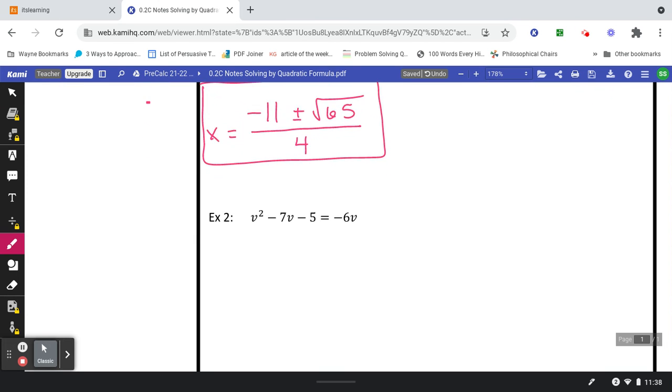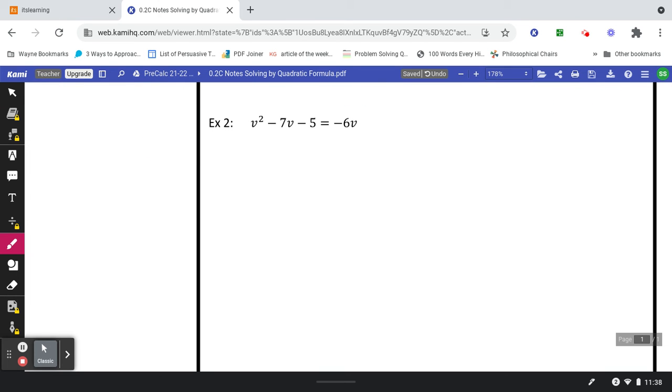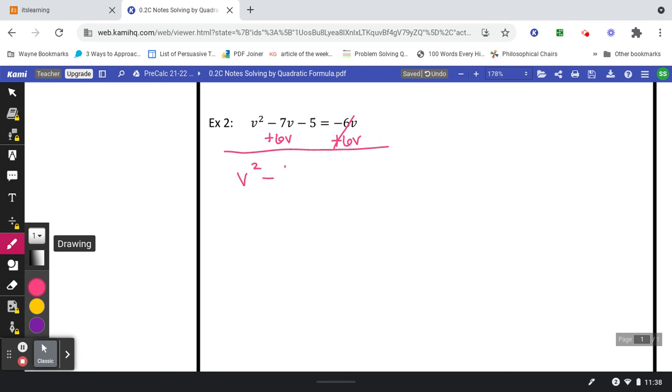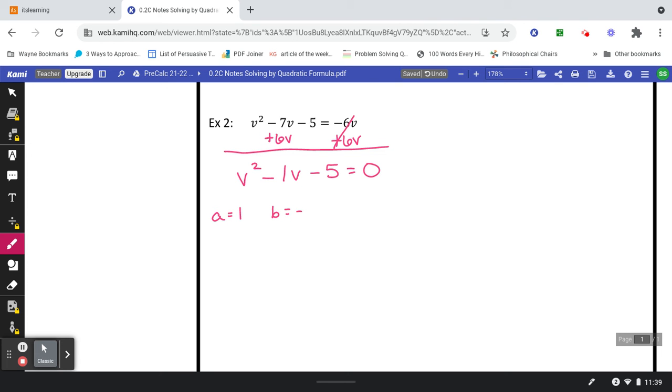And example number 2. Start by adding 6v over to its like term. And once you have it set equal to 0, then you can identify the a, the b, and the c. So a is going to be 1, an invisible number in front of the v squared. B will be negative 1, the number in front of v. C will be negative 5.